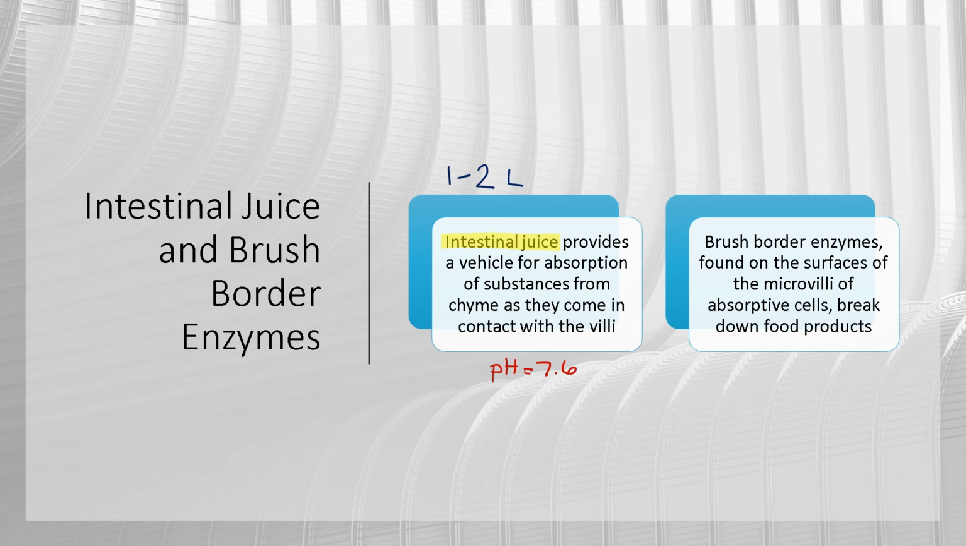Now, the alkaline pH of intestinal juice is really due to its high concentration of bicarbonate ions. So it has a lot of these molecules. Remember, these are bicarbonate. So this really causes the intestinal juice to be a bit more basic.